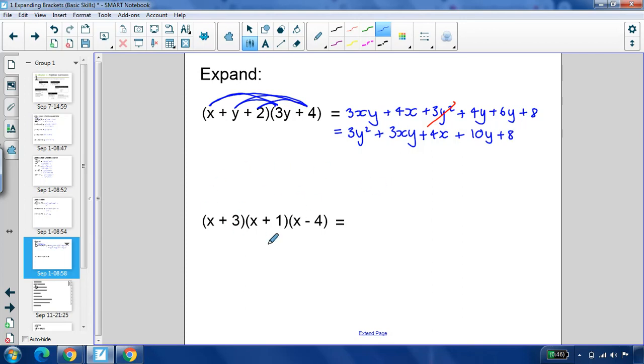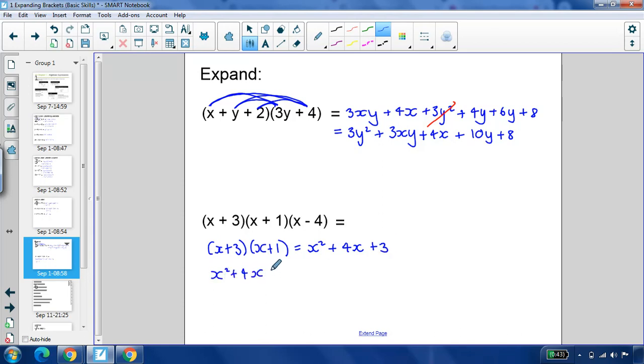Let's move on to this one. Now I'm expanding 3 brackets here. So the method we could use is start by choosing 2 brackets and then expand those. And then the expression you get, expand by the final bracket. So I'm actually going to start and expand these 2 first. So I'll just write that out as my step. So x squared, I'll have an x here and then a 3x, so that will make 4x, and then I'll have a 3.